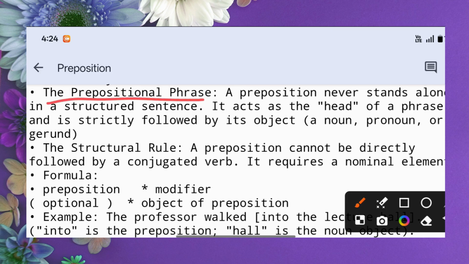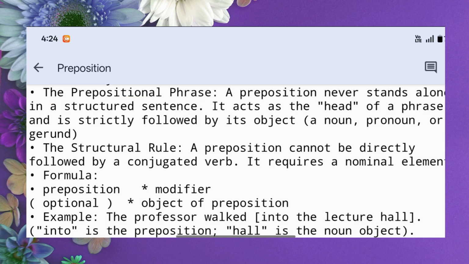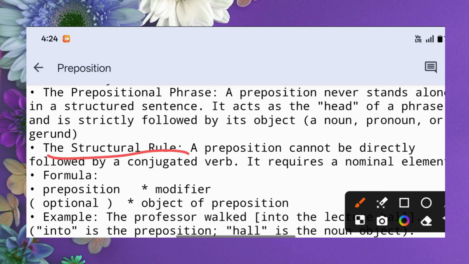A preposition never stands alone in a structural sentence. It acts as the head of a phrase and is strictly followed by its object, a noun, pronoun, or gerund. Next, this structural rule means: a preposition cannot be directly followed by a conjugated verb. It requires a nominal element.